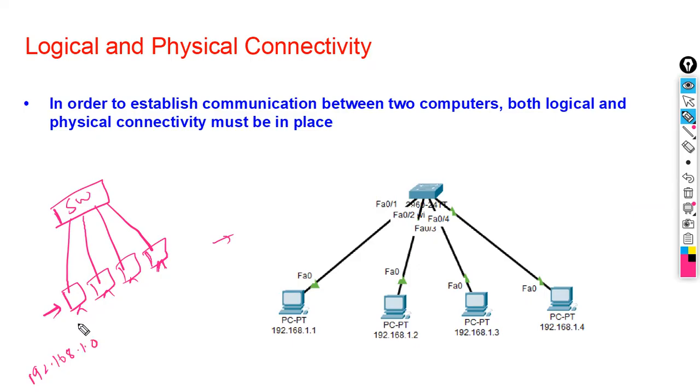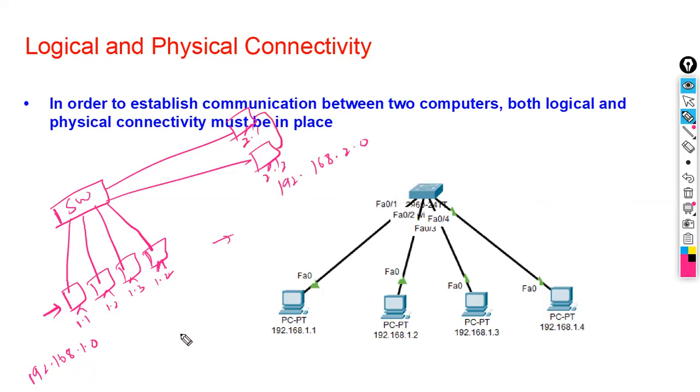192.168.1.0, and I will take the last portion. Let us say the IP addresses are 1.1, 1.2, 1.3, 1.4. Let us say we are having two more PCs, and these two PCs are in a different network, like 192.168.2.0. The IP addresses are 2.1 and 2.2. So these four computers will communicate.